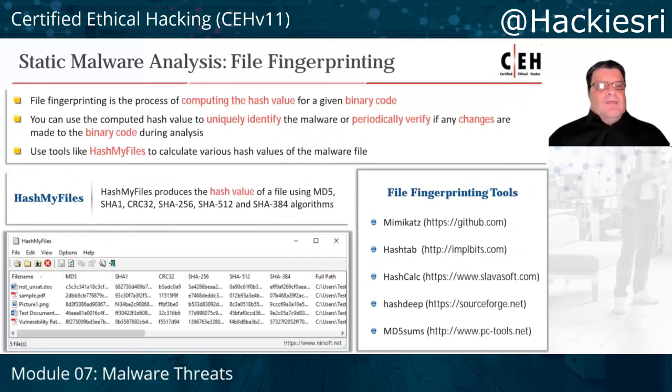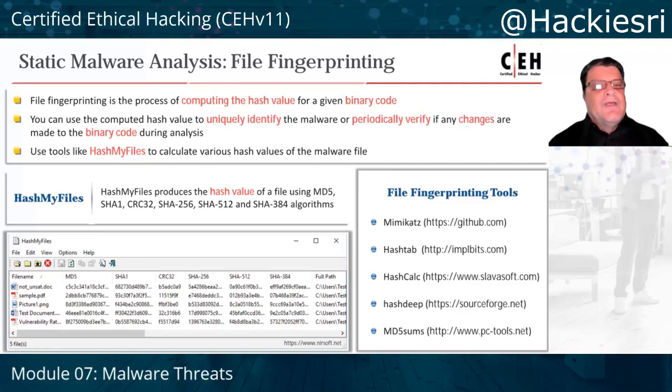First, let's look at file fingerprinting in static malware analysis applications. File fingerprinting is the process of computing the hash value for a given binary code. You can use the computed hash value to uniquely identify the malware or periodically verify if any changes are made to the binary code during analysis.